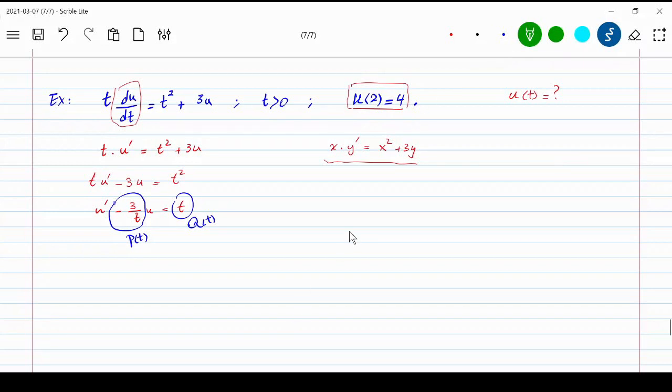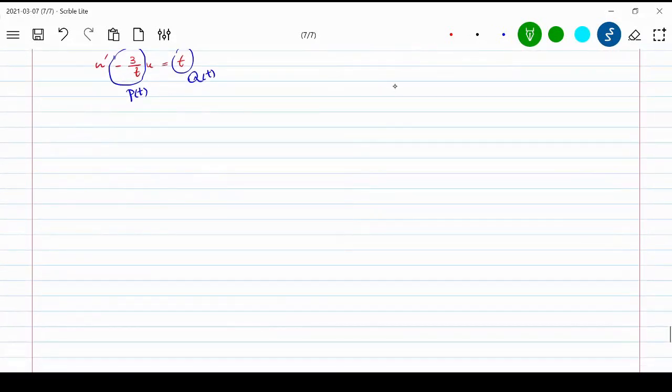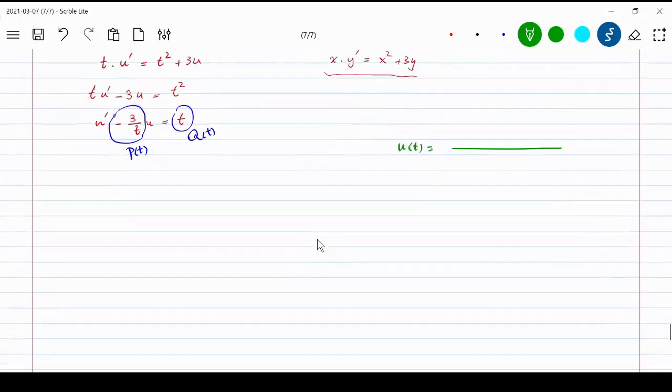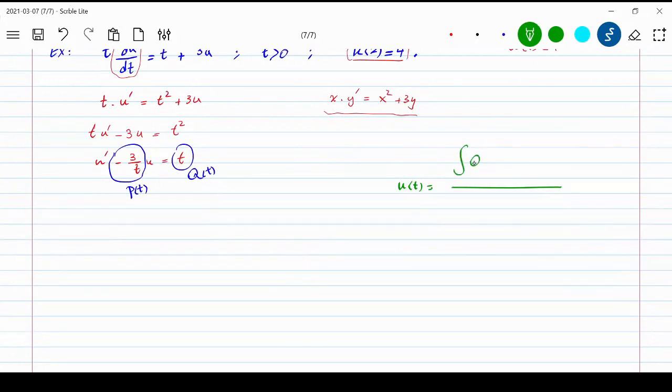Then I'm going to stick with the method that we know. We know that u of t would be the solution in the form of the integral of q of t times the integrating factor, divided by the integrating factor. And what is the integrating factor? It is simply e to the power integral of p of t dt. So all those x's turn into t, all the y's turn into u in this case. So what do I need? I need to figure out the integrating factor.